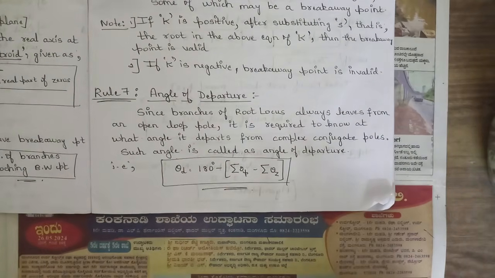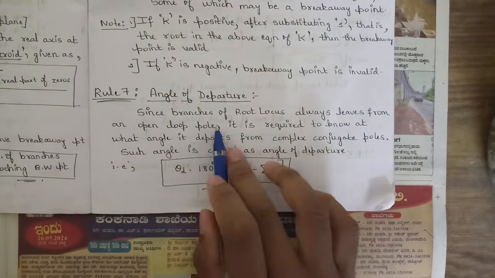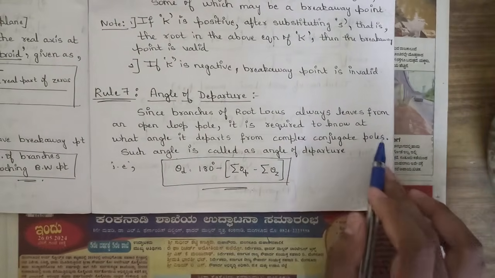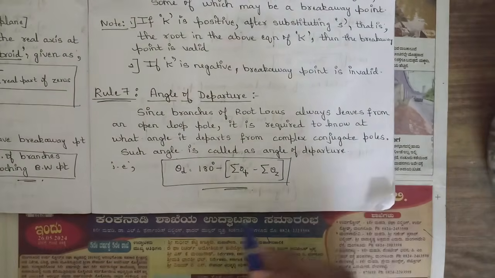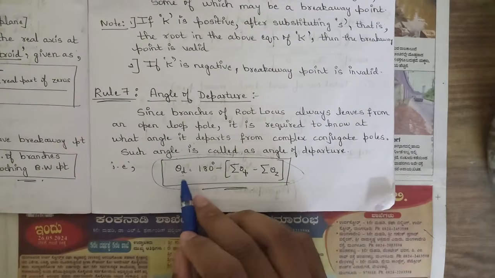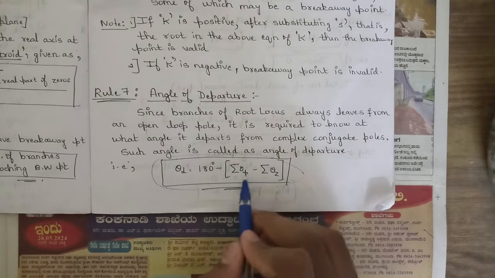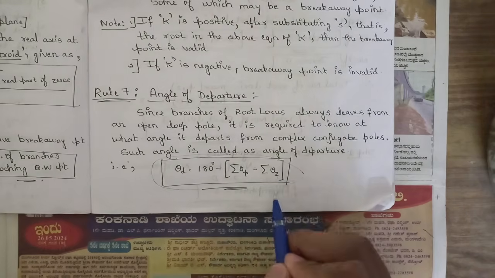Now what is this angle of departure in a particular root locus plot? Since branches of root locus always leave from an open loop pole, it is required to know at what angle it departs from complex conjugate poles. Such angles are called angles of departure. The general formula of the angle of departure is theta d equal to 180 degrees minus summation of theta p, that is angles made by poles, minus summation of theta z, that is angles made by zeros.